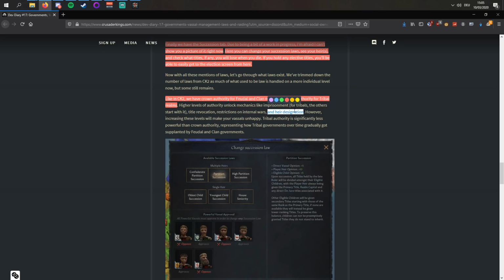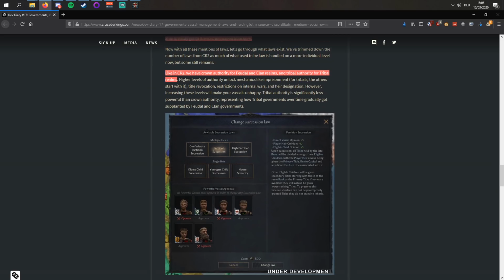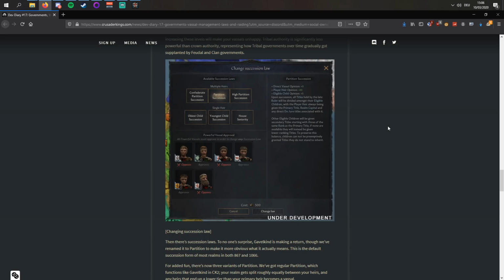Heir designation is new as a normal law, which commonly is not that, but, you know, it's nice. That's very nice to see. Oh, well, it is locked in a different way, but that's fair. However, increasing these levels will make your vassals unhappy. Tribal authority is significantly less powerful than crown authority, representing how tribal governments over time gradually got supplanted by feudal and clan governments. Let's talk about succession.